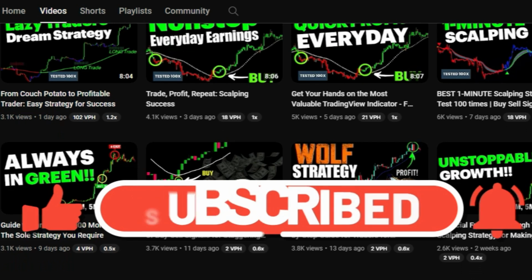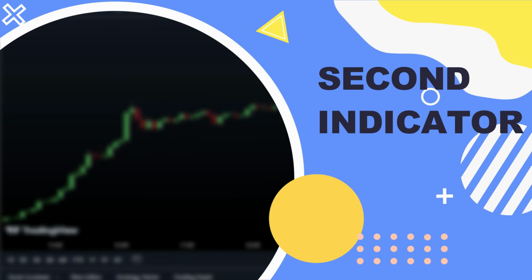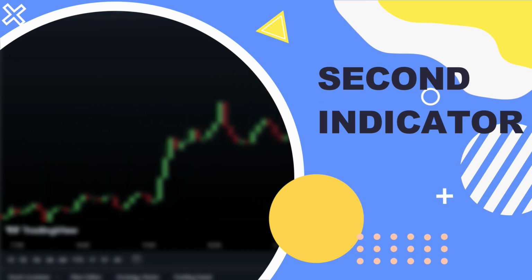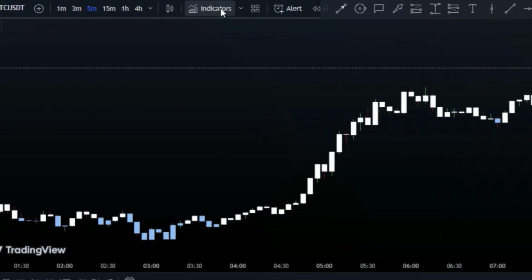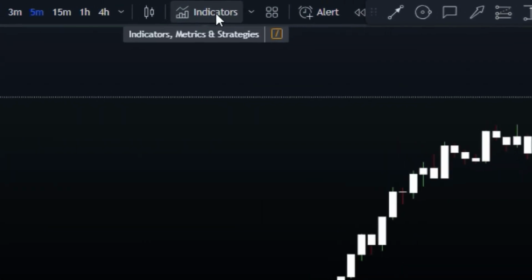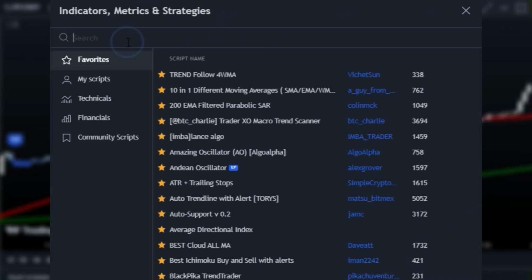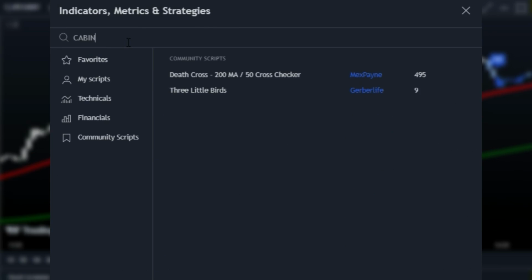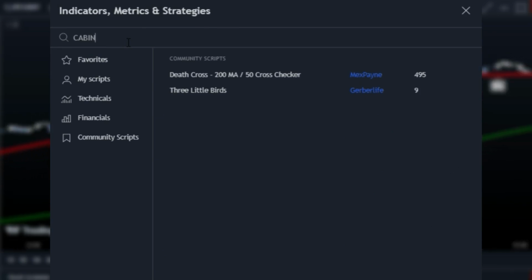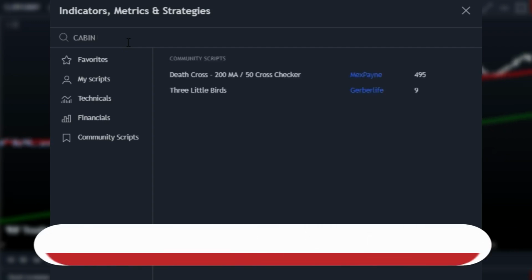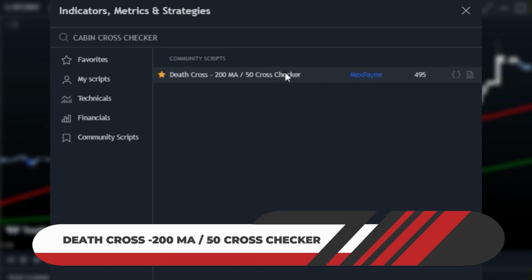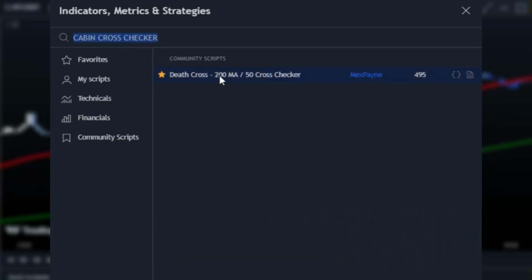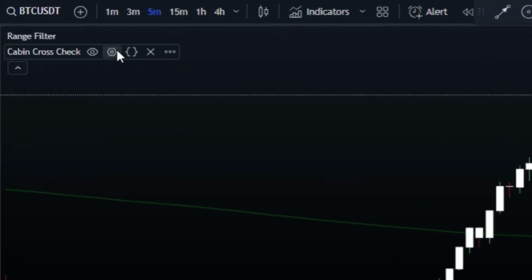Now let's explore how we can improve our trading strategy by adding a second indicator to the mix, enhancing our ability to filter out those inaccurate signals and make smarter trades. Now let's introduce another tool to help refine our trading strategy, the Cabin Cross Check 200 MA 50 cross indicator. After adding it to the chart, we'll need to make a few adjustments.